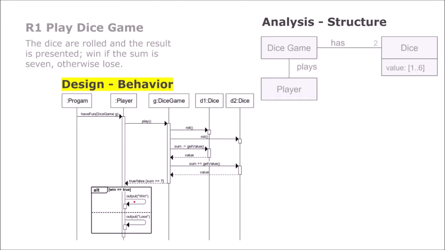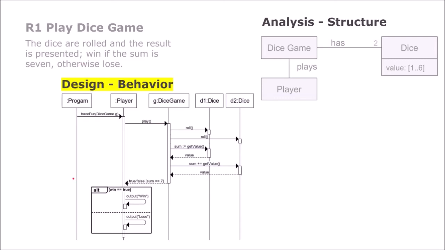So basically, we now have the dynamic part of the design done. We know what objects are involved. We know what type these objects have. We know the messages they send to each other and what should actually happen to fulfill this requirement.